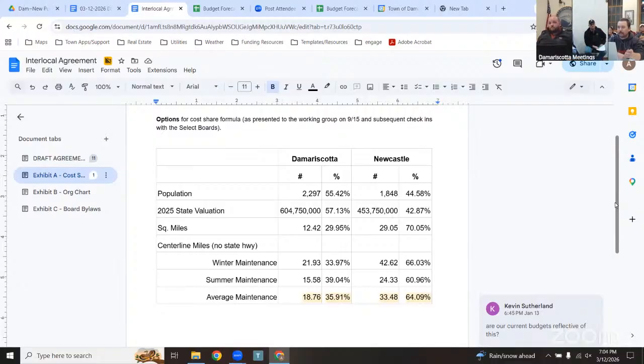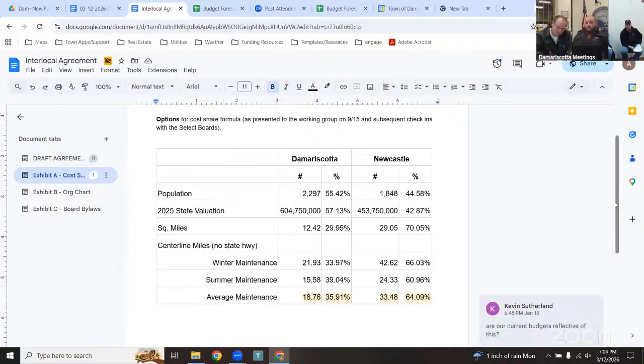Right, but even when you look at the standard today and how far Newcastle is in terms of its maintenance of its roads versus where we need to get with Damariscotta, that's a shift that might take 10 years to get to equal. Or 3, or 10, or 20, who knows. I don't know. It's a commitment to a work plan. Right. Certainly, and it's a level of detail that we haven't even delved into yet.